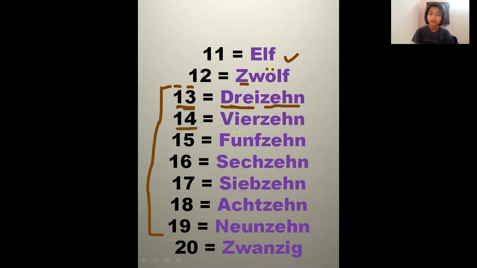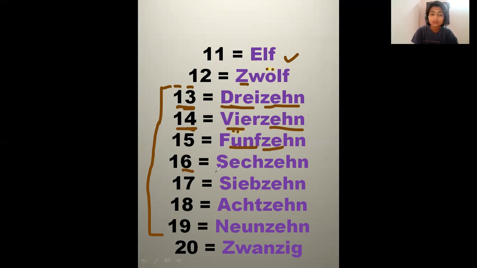Same like that. 14. 4 is vier. 10 is zehn. Vierzehn. 15. Fünfzehn. Together. You don't have to give any gap between fünf and zehn. Vier and zehn. Drei and zehn. It's just one word. Dreizehn. Vierzehn. Fünfzehn.